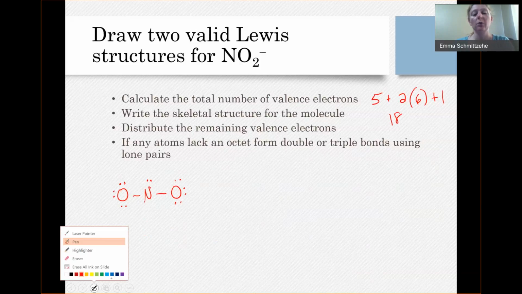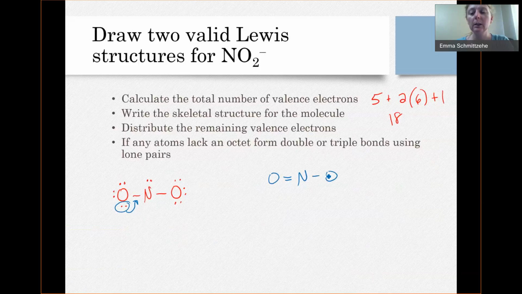So I need to share from something that has an octet, meaning one of the oxygens. So I could take from this oxygen over here and share with the nitrogen. If I did that, I would have a double bond to that left-hand oxygen and a single to the right. So the one on the right would still have its 3 lone pairs, but the one on the left would now only have 2 of its lone pairs left. And the nitrogen still has its lone pair that it started with. So now your nitrogen has 3 bonds and a lone pair, which is an octet. So we put our negative charge on it, and that is a valid Lewis structure for NO2 minus.